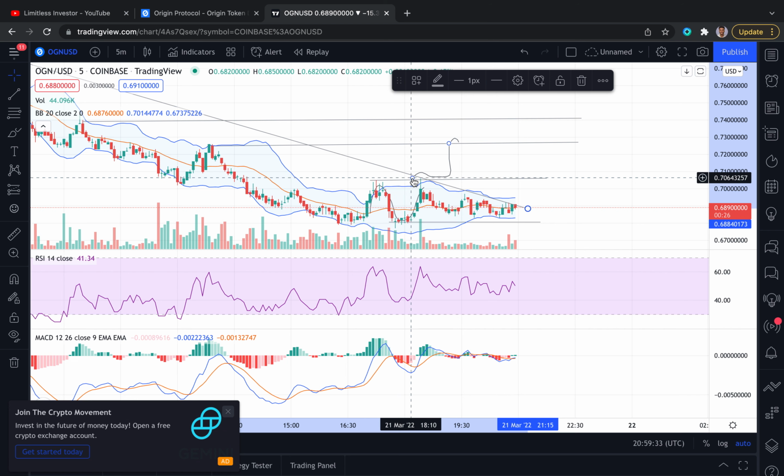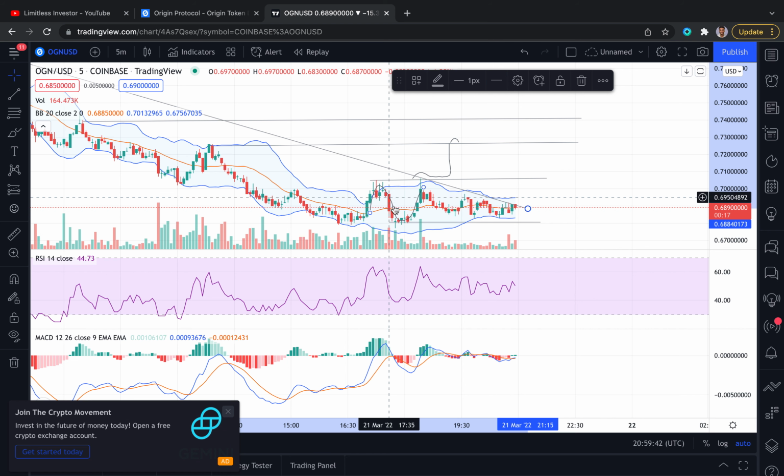tops here that we can see, which also in the MACD was indicating that the bullish momentum was going to have a retracement back to the bearish at these levels here. So keep that in mind. 5 minutes is still looking in the zone.